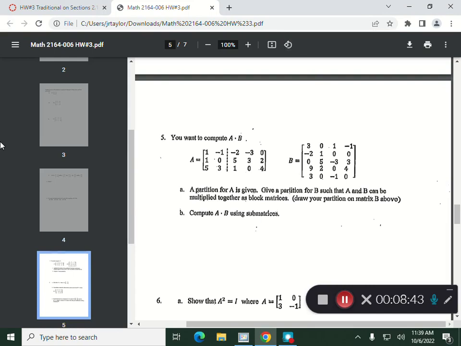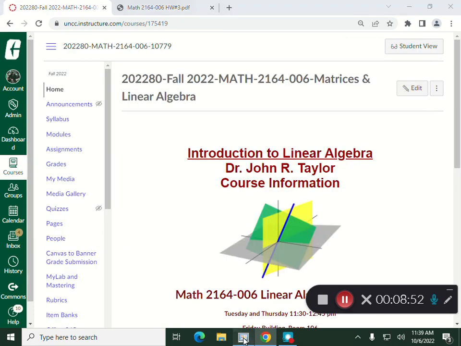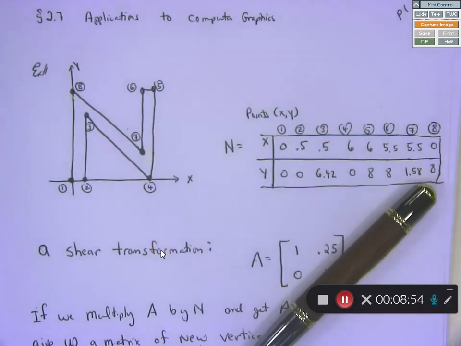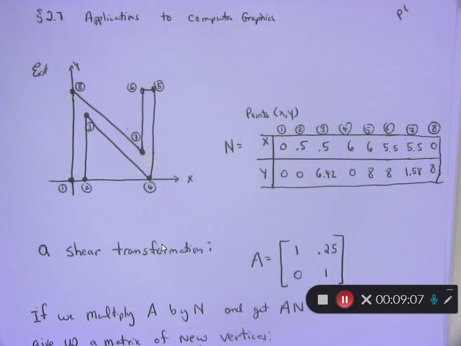Okay, other questions? All right, so let's get started back over here with our material. Let's go back to our home screen and start on today's lecture. Today we're in section 2.7. My goal is to do 2.7 and 2.8, which is an incredibly important section, but then 2.9 and 2.10 will go rather quickly.